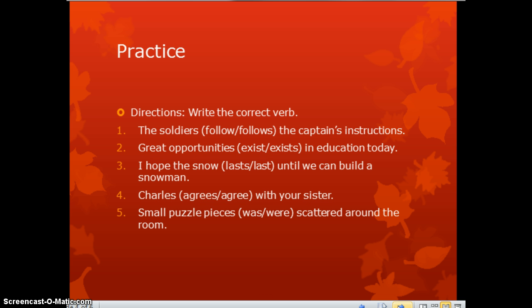So for your first practice, all you have to do is decide which verb fits in the sentence. And all you will need to do is write the verb. You do not have to write the sentence. When you're finished, you have some more notes to take and another practice to do.